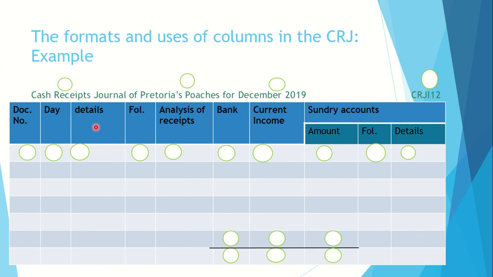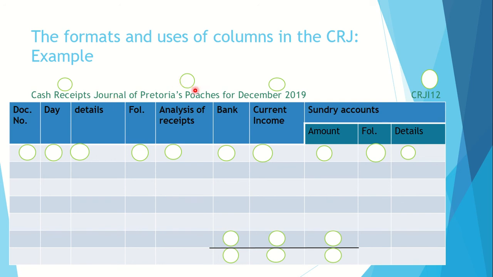All right. Now, right here on top, look at that. It says cash receipt journal. This is the heading of the cash receipt journal. You must always indicate what type of book it is that you're recording your information in. So this is the cash receipt journal, right?